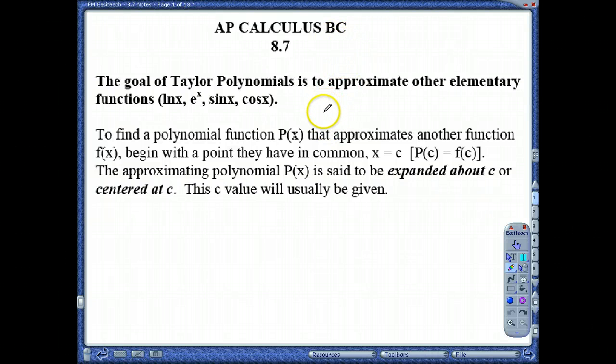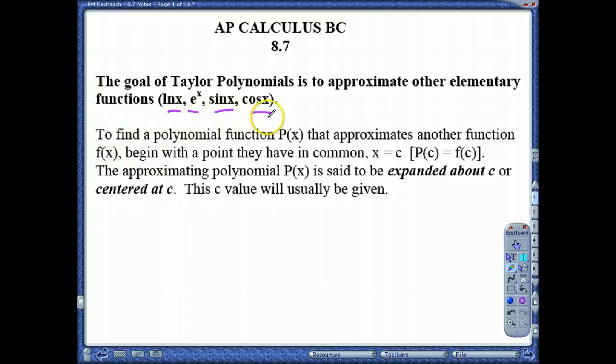Now, a Taylor polynomial, not to read to you, but I'm going to be reading to you for the next two slides. A Taylor polynomial is used to approximate other elementary functions, like the natural log of x, e to the x, sine of x, and cosine of x. So this is what they did in the olden days. No, not when I was a little girl, even older. I know, weird. But this is what we did before we had the calculator. The Taylor polynomial is how they came up with the program to find your sine, cosine, natural log, your e to the x. So this approximation is the root of your calculator.